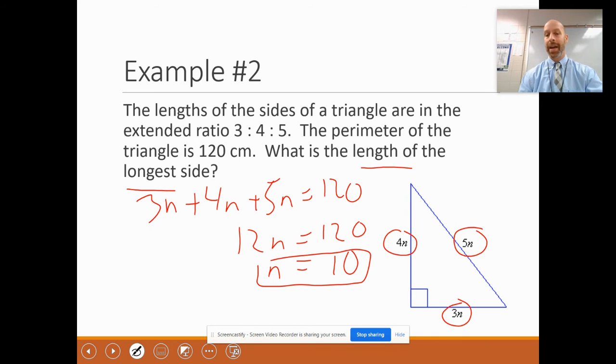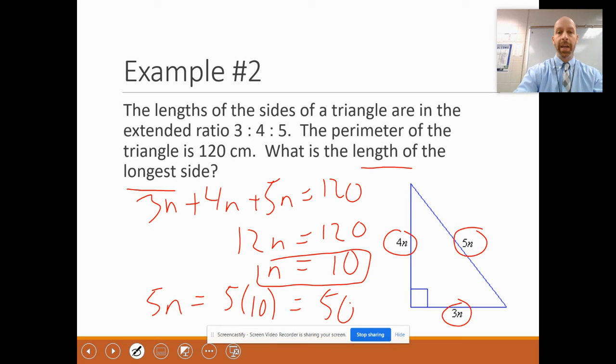So we need to take that times 5. So 5n, which is the longest side, means we have to do 5 times 10. So it is 50 centimeters. That is the longest side, and that's our final answer. So that was an example of an extended ratio being used.